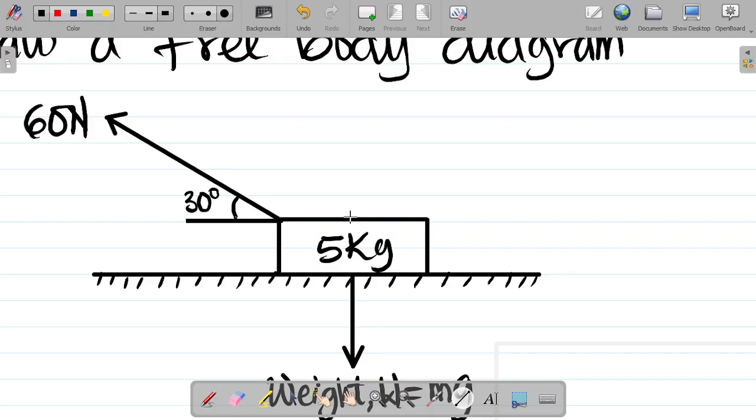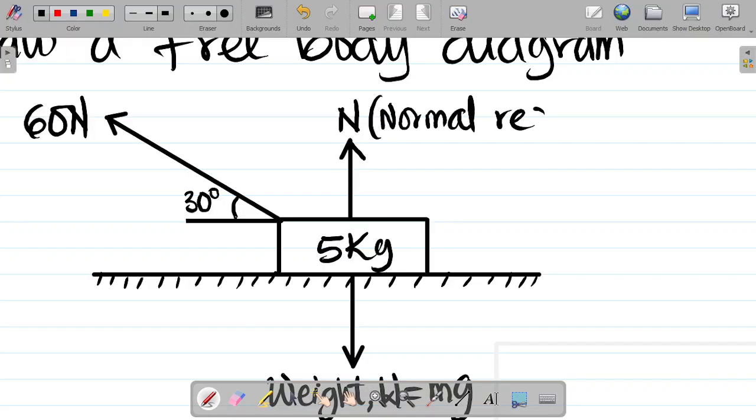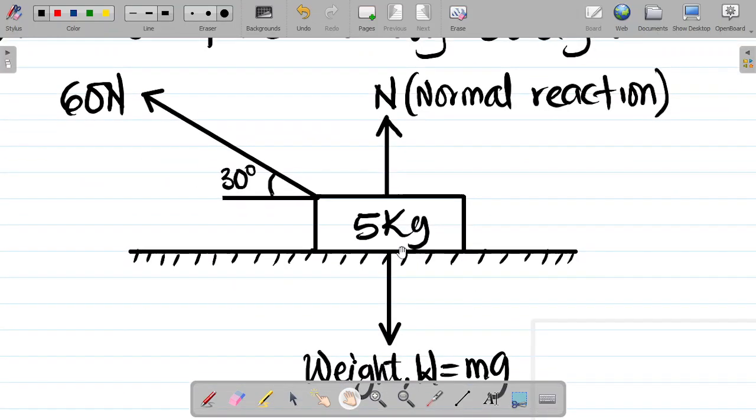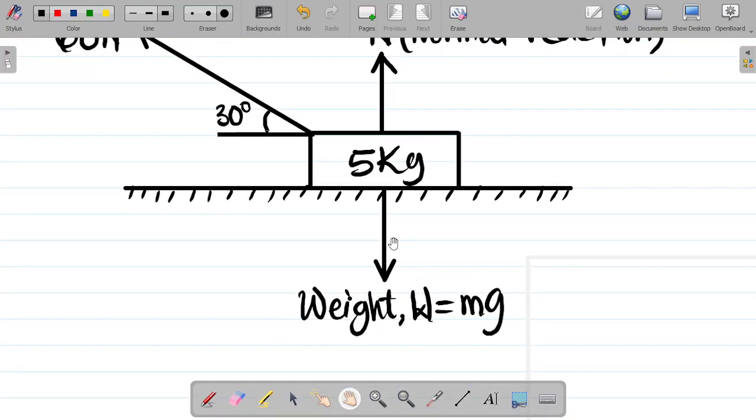Going upwards, there would be the normal reaction, N. I've explained this concept before in a previous class. I'll leave a link to our previous class that explains the concept of drawing free body diagrams for bodies either on a rough surface or an inclined plane. Check the video description for the link to the video where I explained all of this from scratch. All right, so I have normal reaction going upwards, weight coming downward.